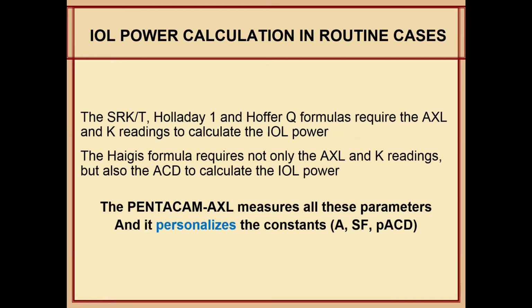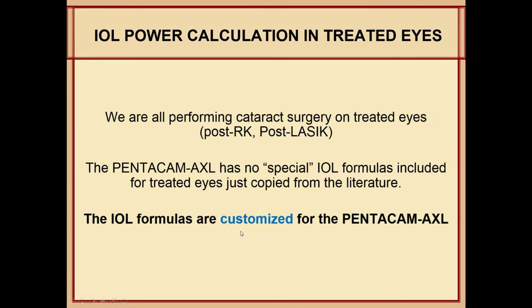Now, it also does IOL power calculations. As you know, the SRK/T, Holladay 1, and Hoffer Q formulas require the axial length and the K readings to calculate the IOL power. The Haigis formula requires not only the axial length and the K readings, but also the anterior chamber depth. The nice part about what they did with the Pentacam AXL is it measures all these parameters with one instrument, and it personalizes the constants for you automatically, the A, the SF, and the pACD, in the machine.